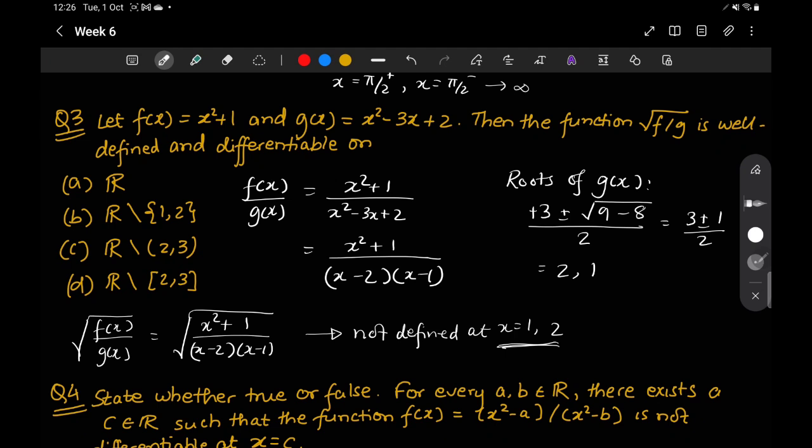And quadratic functions and ratios of quadratic functions are well defined and differentiable, except at the points where the roots occur. So the correct option is option number B. It is well defined and differentiable on the entire range of real numbers except at the points 1, 2. So this backslash symbol denotes a negative sign, meaning real numbers minus the set of 1, 2.